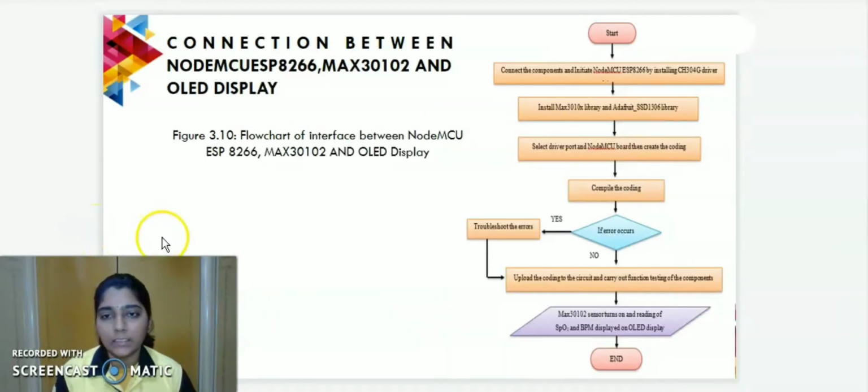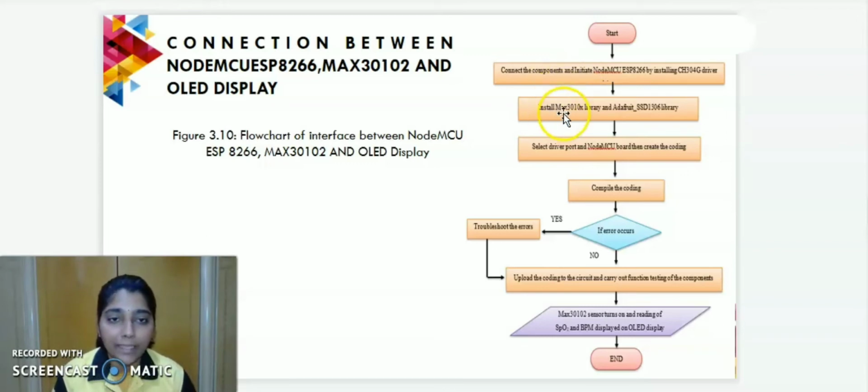So next is the connection between the NodeMCU, the MAX30102 and the OLED display. So this is the flowchart of the interface between the 3 components. So first I have to connect the component and initiate the NodeMCU ESP8266 by installing the CH340G driver.